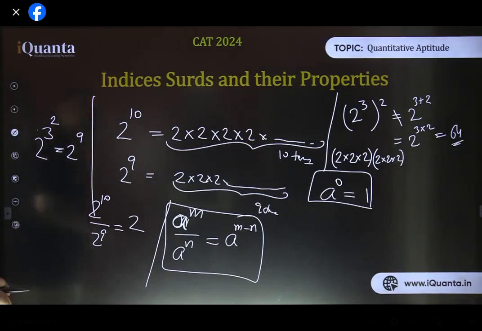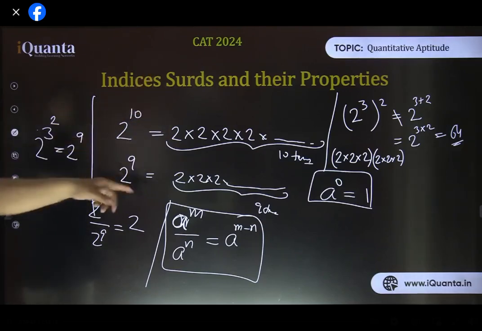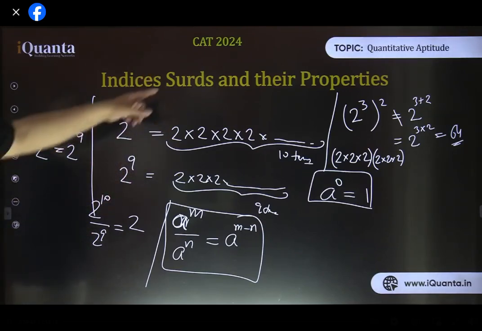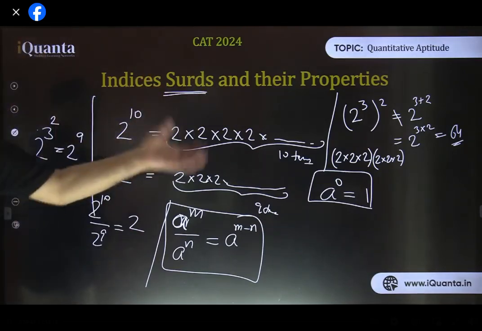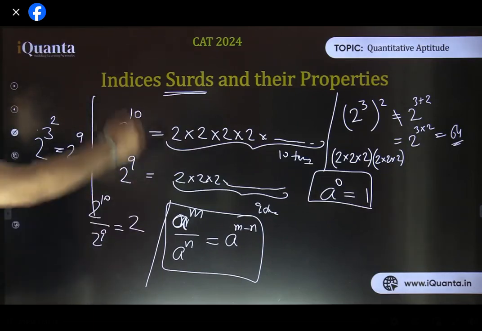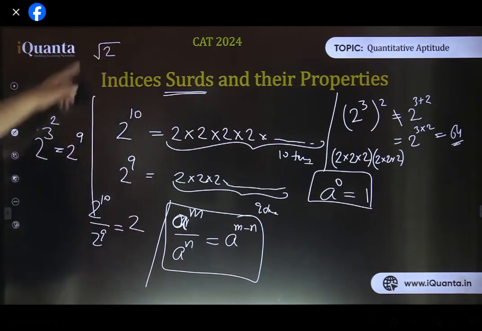Okay, these are some of the very basic things about indices. And what is a surd? Surd means when the powers are fractional numbers. When the powers are fractional numbers, then we call them surds. But the properties are the same. For example, let me take a case here. Root 2 is actually 2 raised to the power 1 by 2.